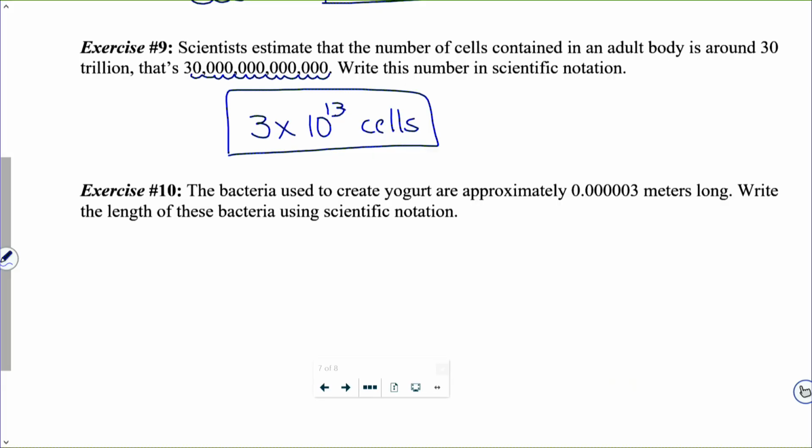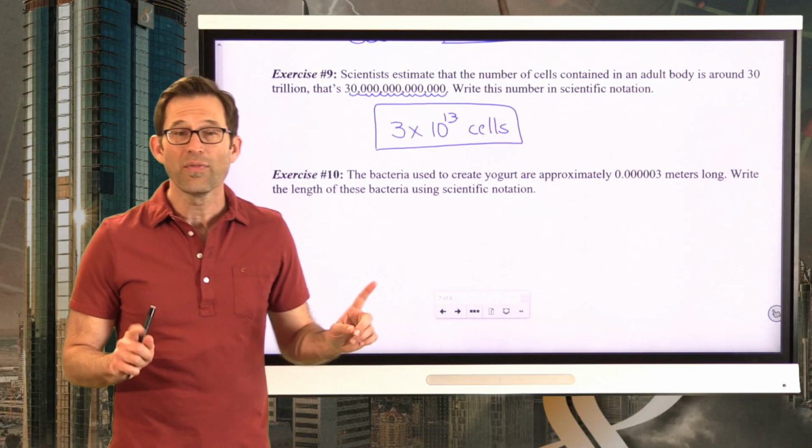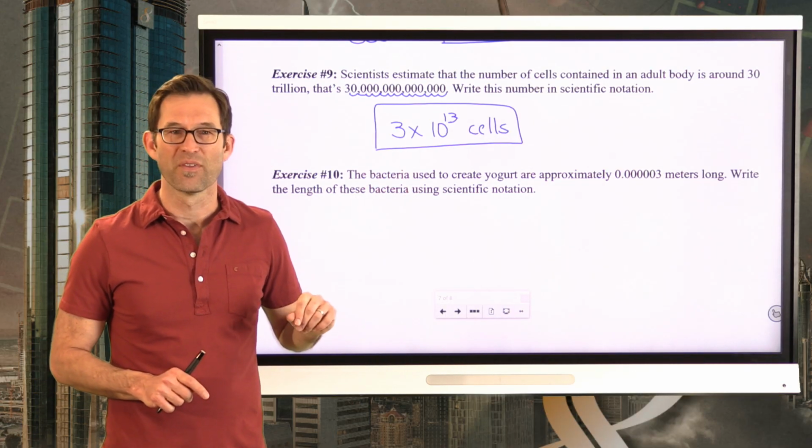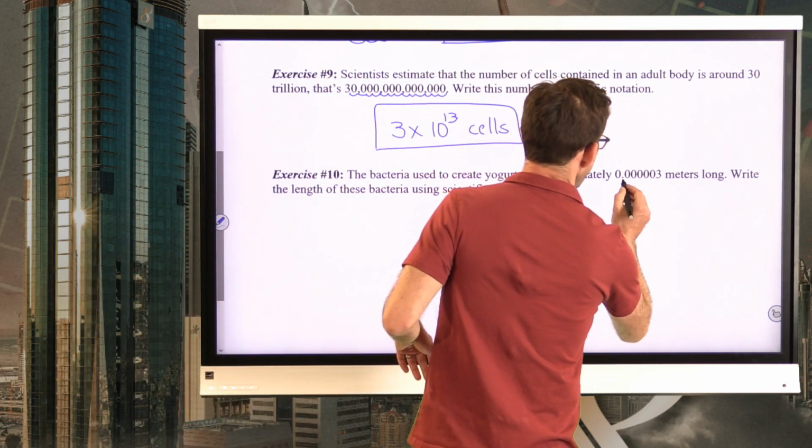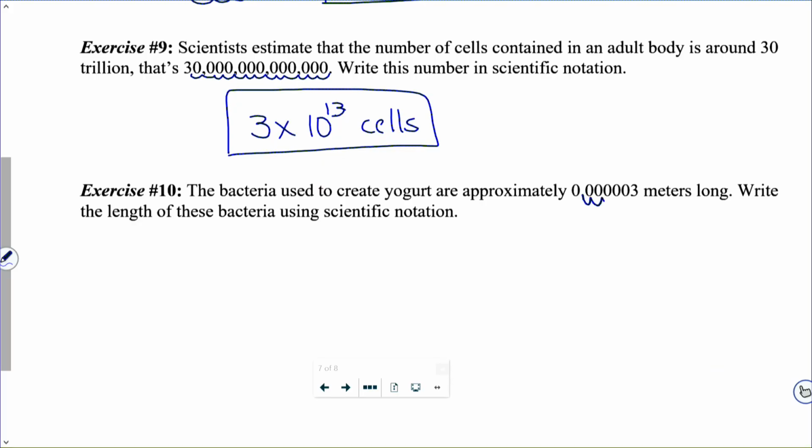Exercise number 10. The bacteria used to create yogurt are approximately 0.000003 meters long. Write the length of these bacteria using scientific notation. And again, the great thing is they're both going to be 3 times something, right? In this case, it's going to be a negative exponent. What's the negative exponent? Well, 1, 2, 3, 4, 5, 6. That's going to be 3 times 10 to the minus 6th meters long.